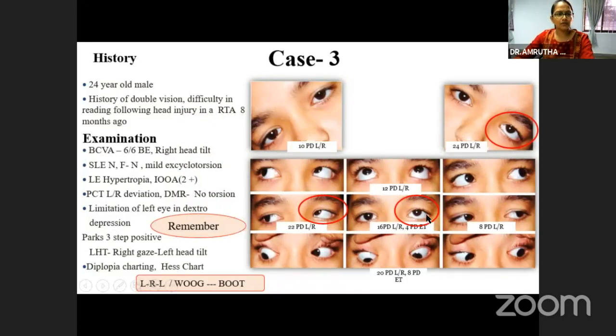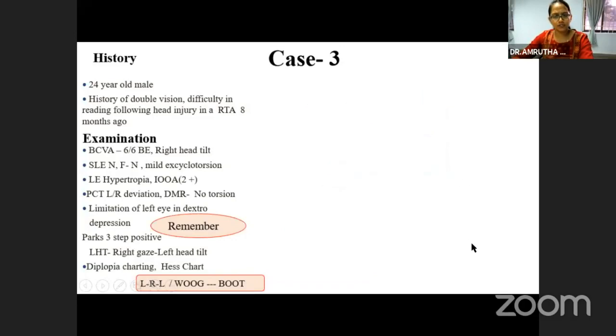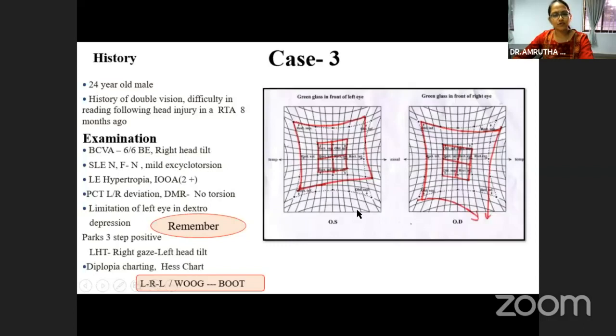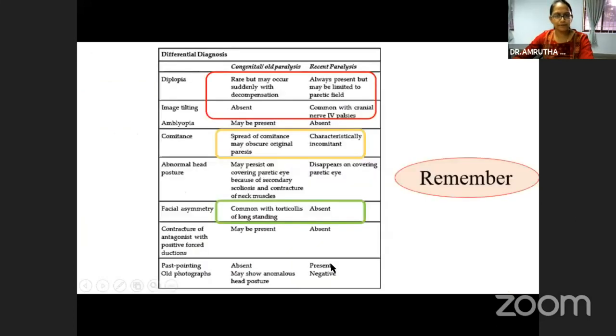That patient, a 24-year-old male, had diplopia following RTA. After 8 months, he was presenting to us. He had a right eye hypertropia and right eye overaction. He had hypertropia of the right eye, increasing in the dextroversion and increasing in the left head tilt. Also, his diplopia chart showed maximum separation in the dextrodepression. His Hess chart showed limitation of movement corresponding to the left eye superior oblique and overaction of the right eye. So it is a straightforward left superior oblique palsy.